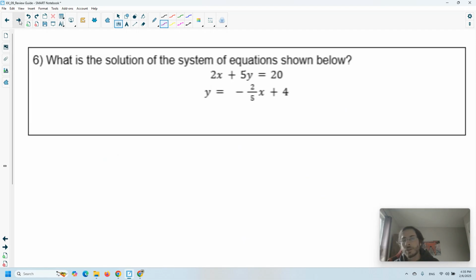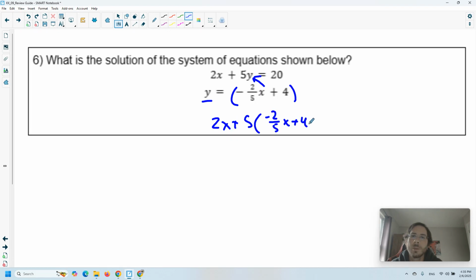All right, for 6, we got another one of these. Looks very similar. y is already by itself again. This time we're going to take the bottom equation and plug it into the top. So we get 2x plus 5 parentheses negative 2/5 x plus 4 equals 20. Same deal. We're just going to distribute this 5. So again, remember the 2x is over with the plus sign. That doesn't get distributed. So 2x, so 5 times 2/5 is negative 2. 5 times 4 is 20, so equals 20.